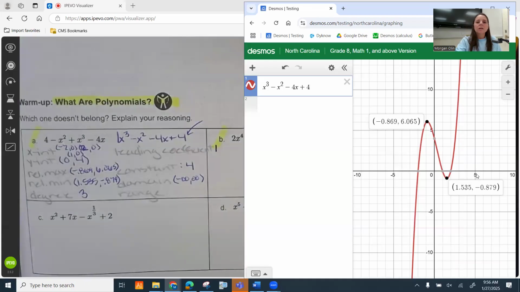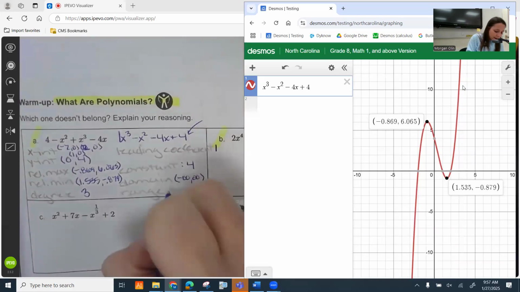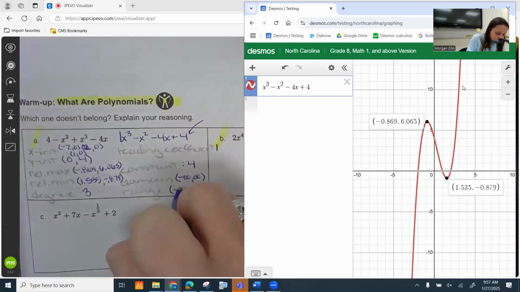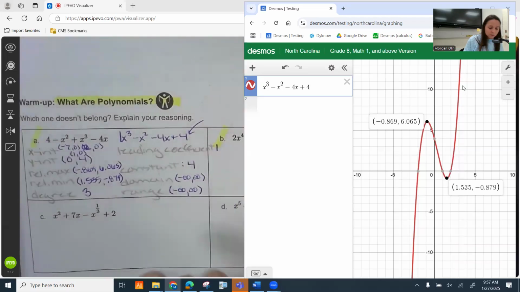Now on this one, when the exponent is odd, our degree is odd, you're going to see one end go down and one end go up. And so that means this keeps going to negative infinity, that keeps going to positive infinity. So we're actually hitting every y value. All right, so negative infinity to infinity is our range.